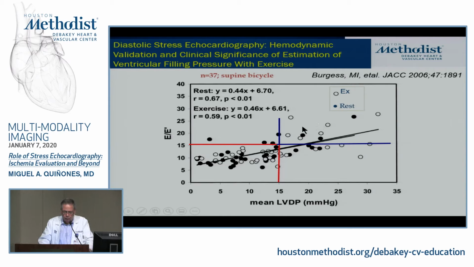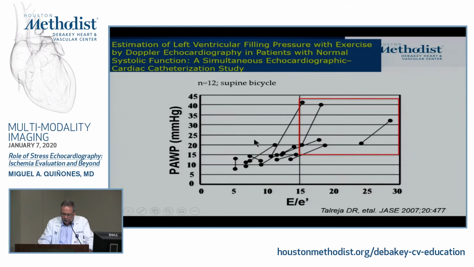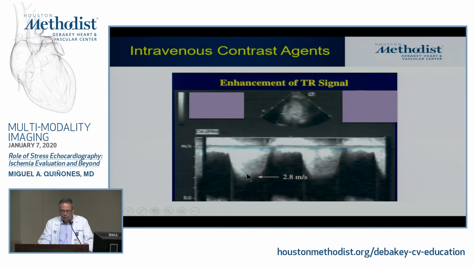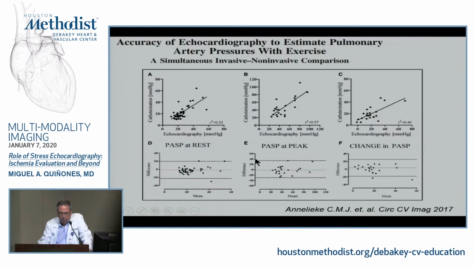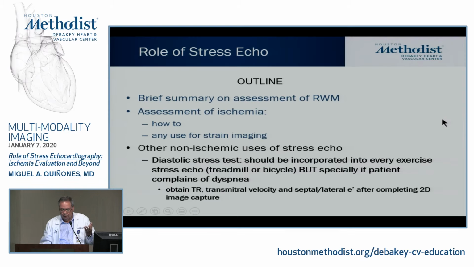And there have been some studies where they have been simultaneously done, showing nicely that the E over E prime with exercise can detect those patients very nicely. Here we have another study. And this one that I'm showing you next was a very important study showing, with cath and echo, that PA pressures with stress were quite accurately picked up. So this gives you an ability to look at what's happening with the physiology of filling in those patients. And I think we should all make this a routine of all of our stress echoes.